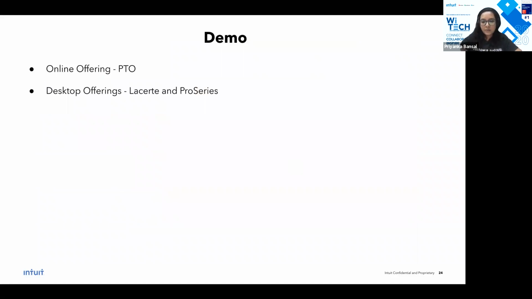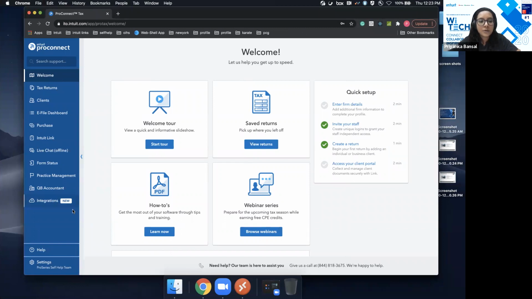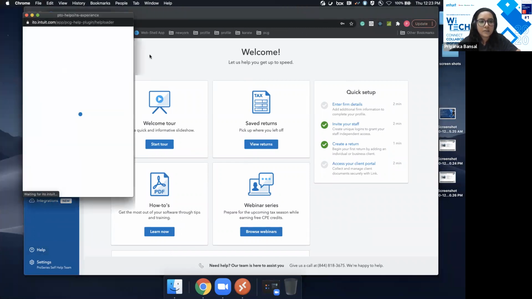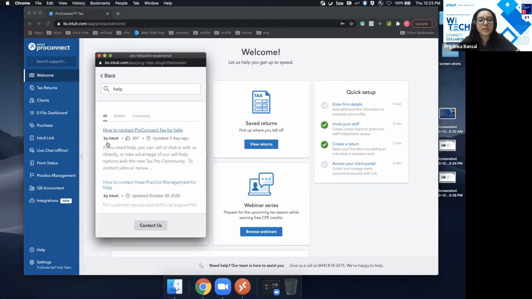So I will go to the demo part where I want to show you both the products. This is our online product, and I will show you how the help looks within the product. This is our help system, and I am going to search for the same term within this product and within the desktop product, and you will be able to see how, using the same solution, we are able to configure product-specific search items. There are articles and community-specific answers, which are answered by our fellow users, and articles, which are answered by the KB articles published by Intuit. So if you see how to contact Rotax for help, this is very specific to PTO.